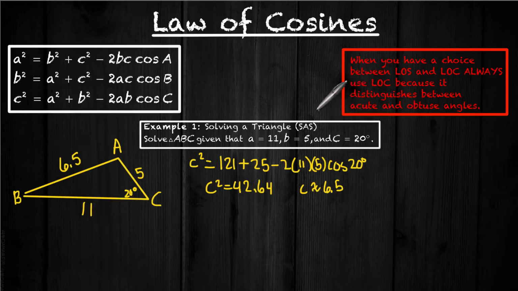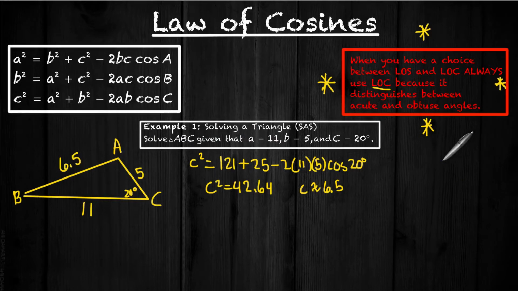Now this brings us to something that's extremely important. So I'm going to put asterisks by this, and I want you to also put asterisks by this in your notes, because this is extremely important. When you have a choice between using the law of sines and the law of cosines to find a particular angle, always use the law of cosines because it will distinguish between acute angles and obtuse angles. Now let me explain that.